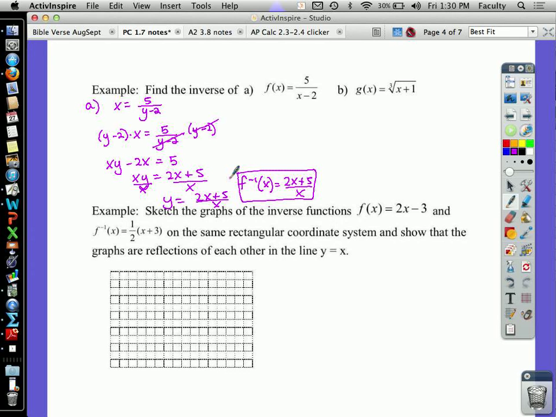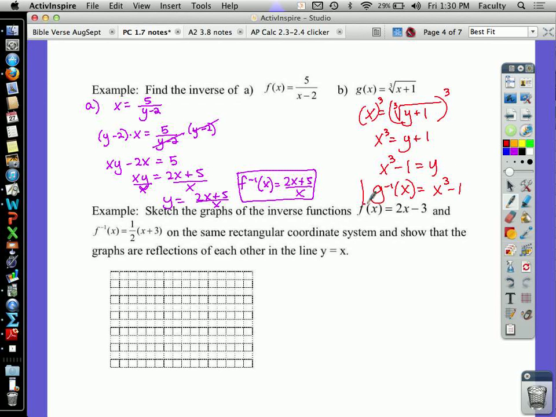Okay, so you switch x and y and solve for a new y. So what I did is I multiplied both sides by y minus 2 to get rid of the fraction. Okay? In letter B, you switch x and y, and then to undo a cube root, you're going to cube both sides, subtracting the 1. Oops. Yeah, okay, so now be careful. This is g, so g inverse is x cubed minus 1, okay?